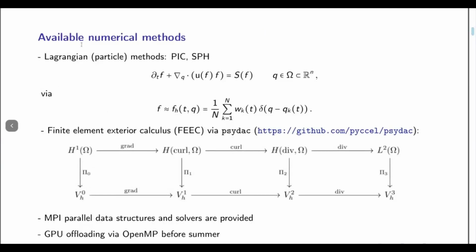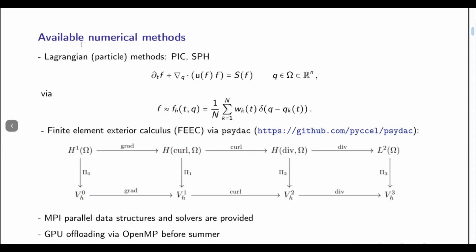So let's talk a little bit more in detail about the algorithms that are available and for which Struphy provides abstractions that you can use to solve your own models. There are two big classes of algorithms for which we provide data structures. The first one is Lagrangian particle methods.